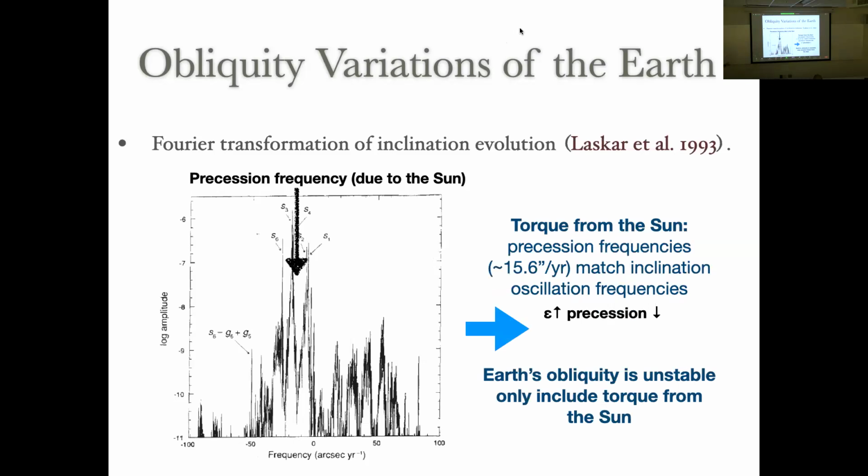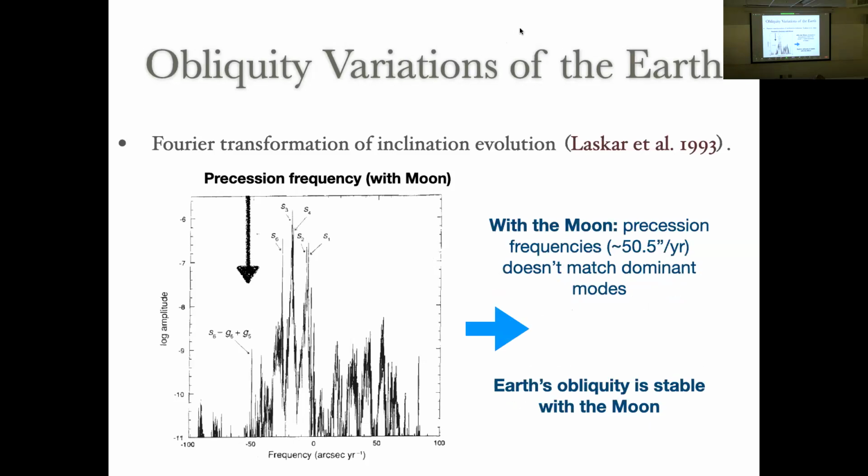we also have another companion very important to our dynamics, and that is our moon. So now adding the moon, although it's much, much smaller compared with the sun, it's so much closer, so the torque is actually larger due to the moon compared with that due to the sun. Including the torque from the moon on the Earth spin axis, it leads to a precession frequency that's much larger than these dominant modes. So it detunes Earth obliquity, detunes the secular spin orbital resonances for the Earth.